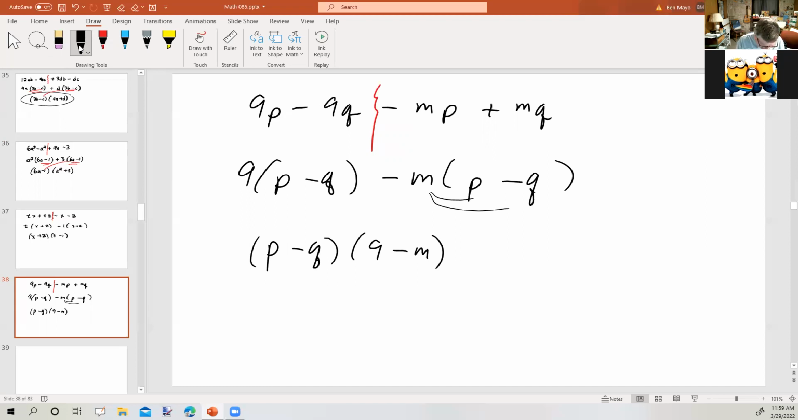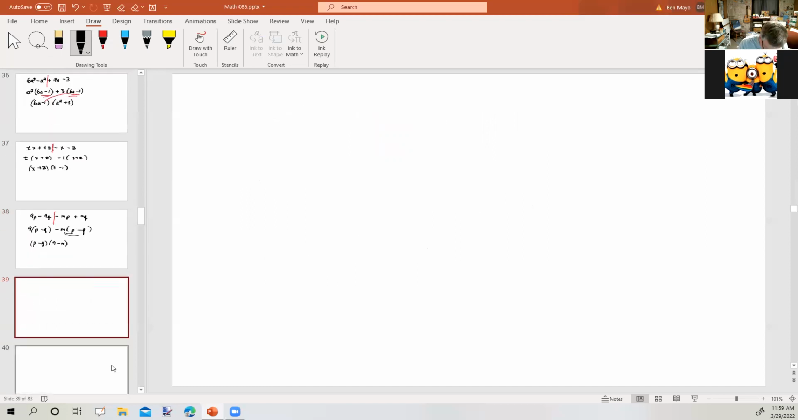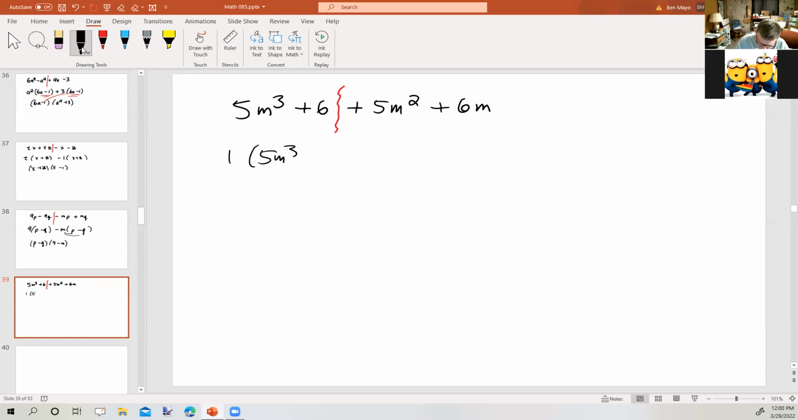Okay, let's take a look at another example. 5m cubed plus 6 plus 5m squared plus 6m. Well, there is no greatest common factor except a 1. So if I split it up to use grouping, the greatest common factor of the first two terms is just a 1. So I get 1 times 5m cubed plus 6. That's not going to work. So what do I need to do here?